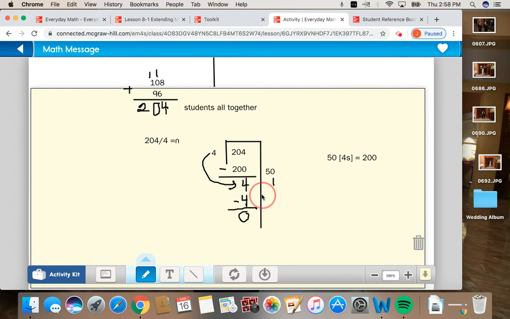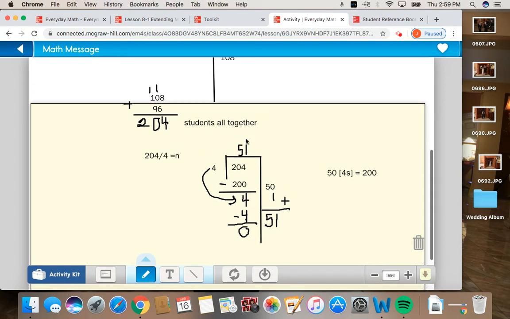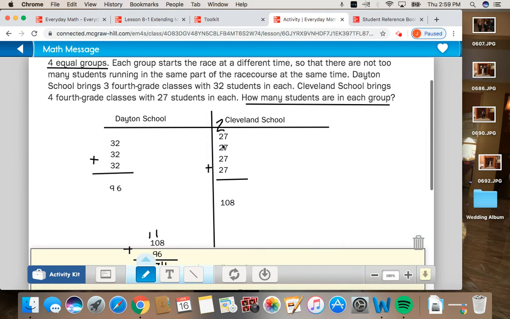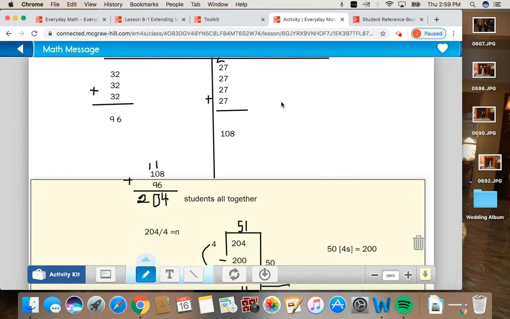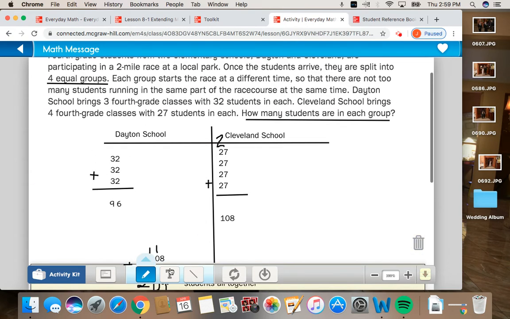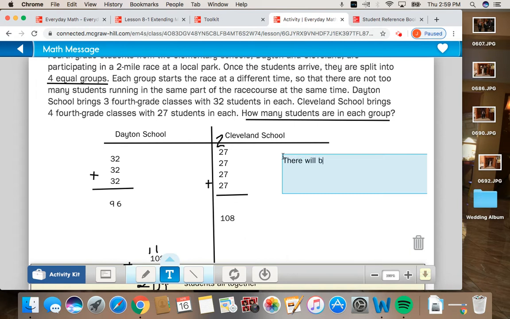And on this side, I'm going to come up with my quotient, which is 51. So I'm going to take my quotient, I'm going to put it on top, 51. And that means that there are 51 students in 4 equal groups. And I'm going to just put that in a sentence. How many students are in each group? There will be 51 students in each group.